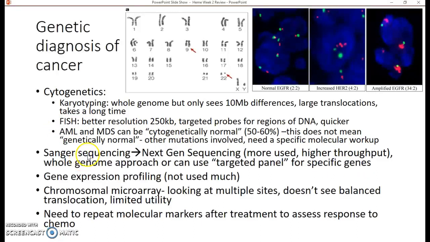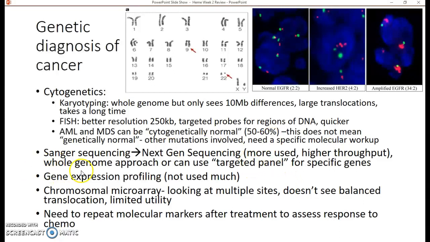Sanger sequencing is the old-fashioned slow way of sequencing. Now we use next-gen sequencing, which is a lot faster and easier to do. You can use a whole genome approach, which may not always be the best approach because we don't know what everything means. So you may find a lot of abnormalities and differences that may not actually be significant. So most of the time, people are trying to get smaller and smaller targeted panels for specific genes that we know are abnormal.